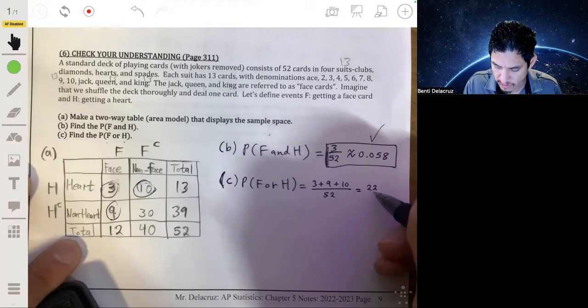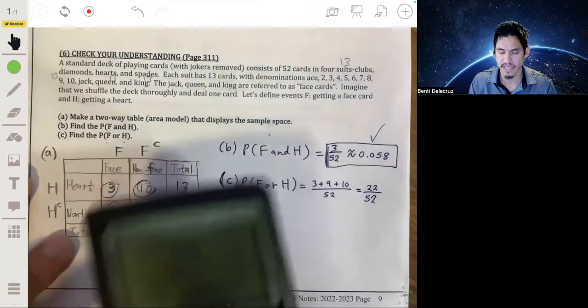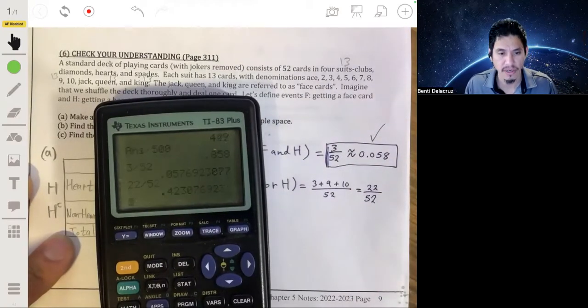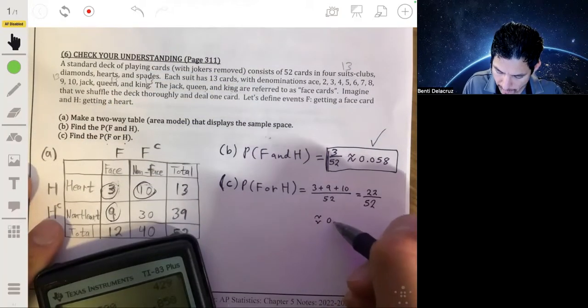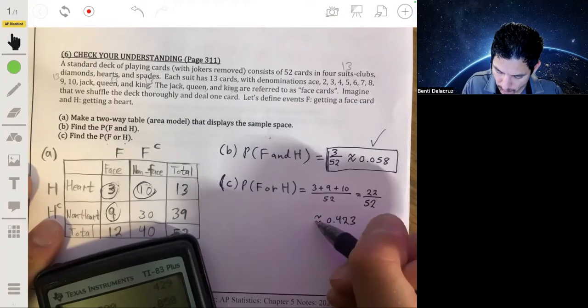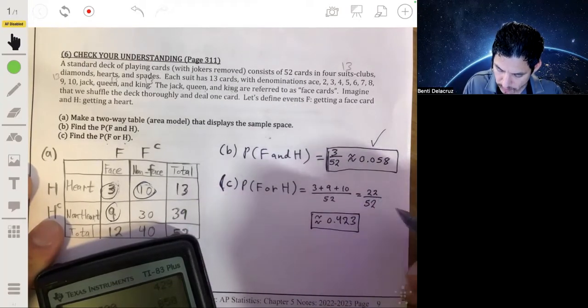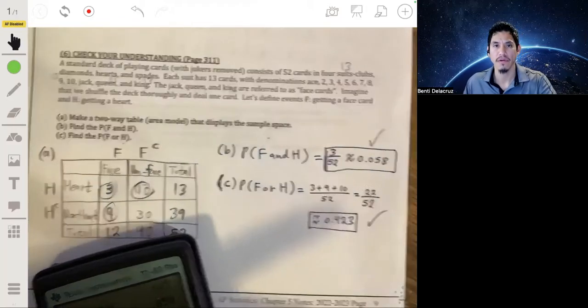Or 22 out of 52. And again, that doesn't really come out to a nice number, but if you want to round it, it'd be about 0.423. All right, and that's all there is to it.